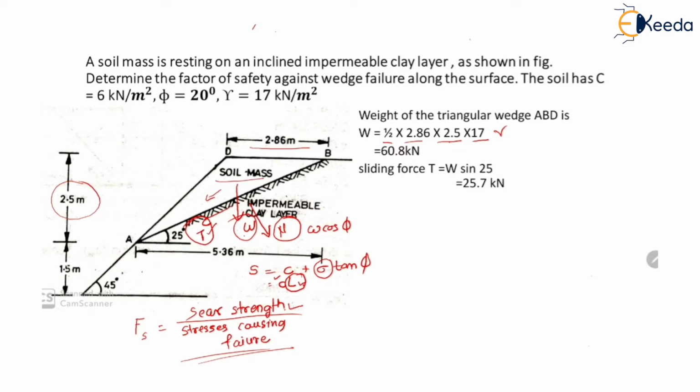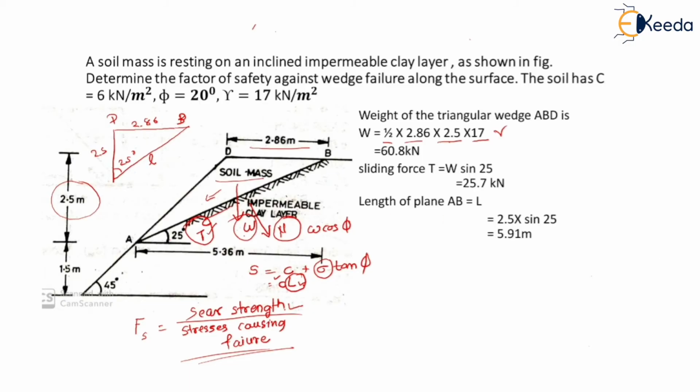So this is the height which is 2.5, this is 2.86, surface DB, and this angle is 25 degrees. This is the inclination of the failure surface. So the length of the failure surface will be obtained by L equal to 2.5 into sine 25, which is equal to 5.91 meter.